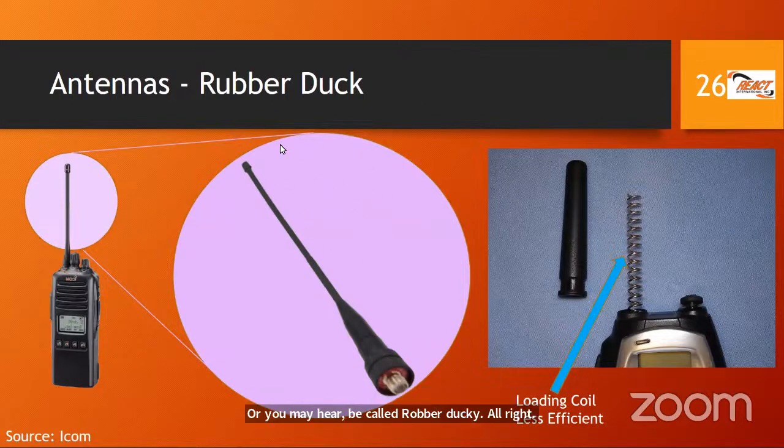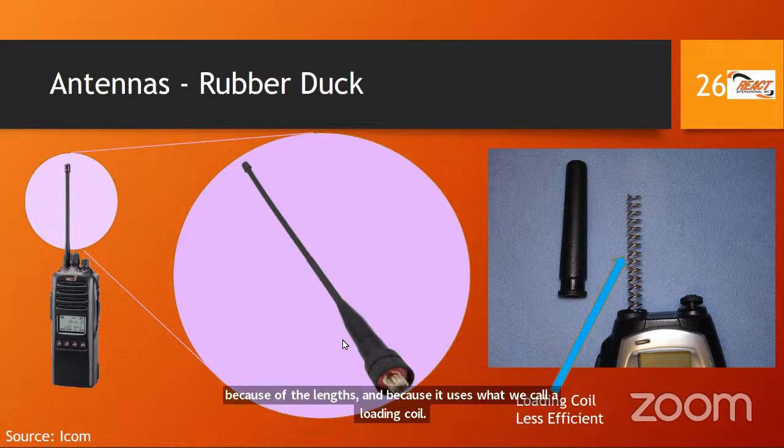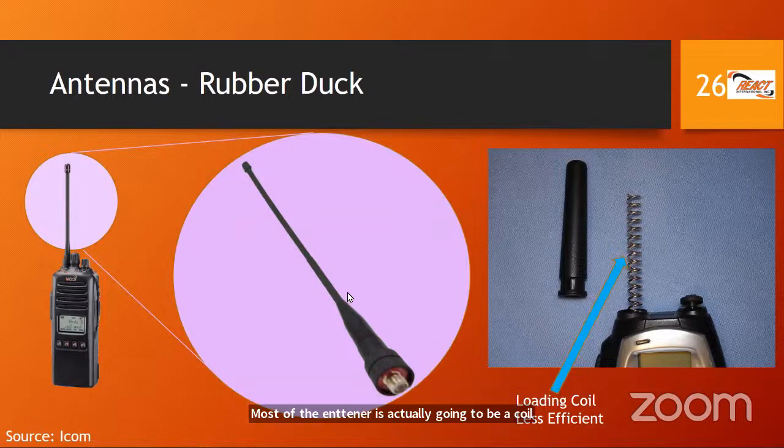Rubber ducky is not the same as the cybersecurity tool, by the way, folks. So the rubber duck antenna is connected to a handheld radio. The thing about this antenna is that it's not a very good antenna. Because of the length and because it uses what we call a loading coil, most of the antenna is very likely going to be a coil. So it's not a very efficient antenna, and we'll see in another slide that there are disadvantages. But we need to know what a rubber duck antenna looks like. This is what it looks like on a radio.